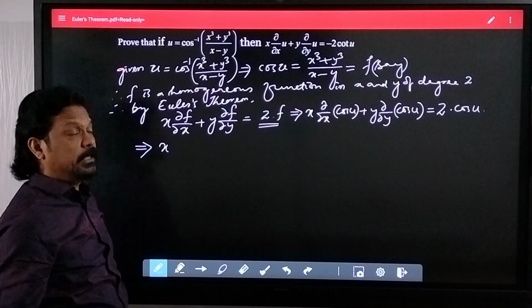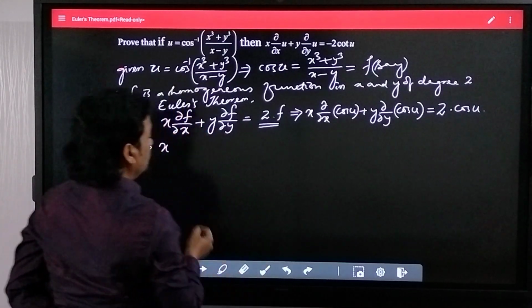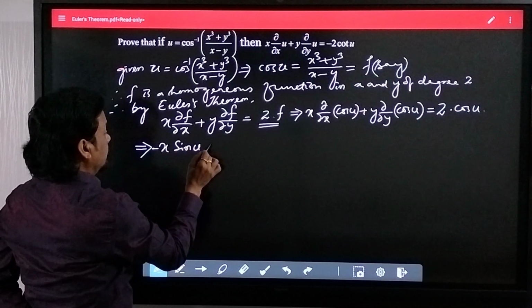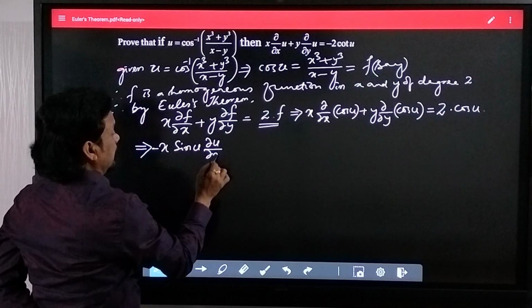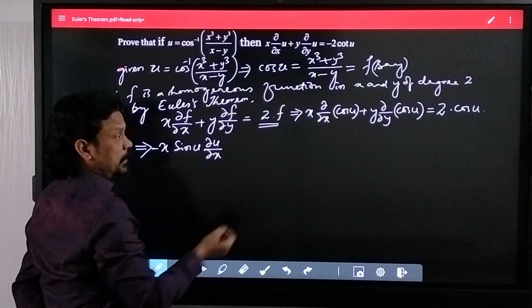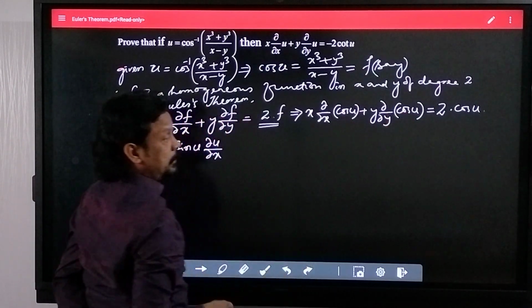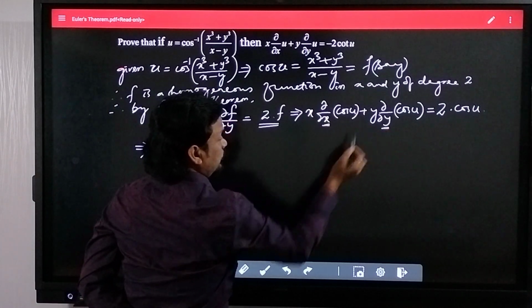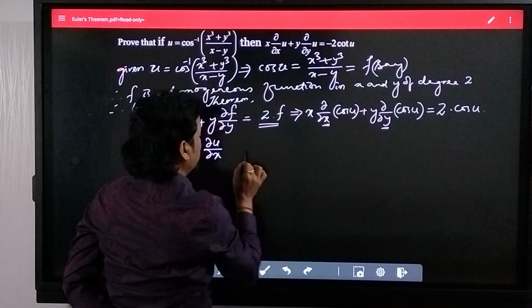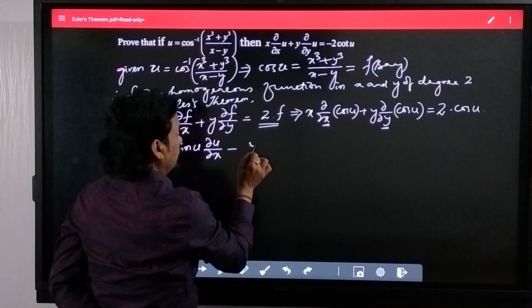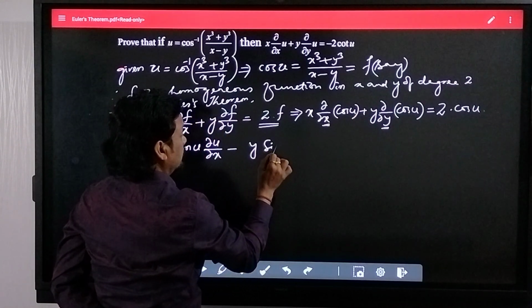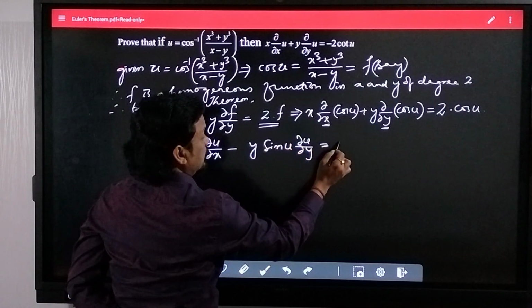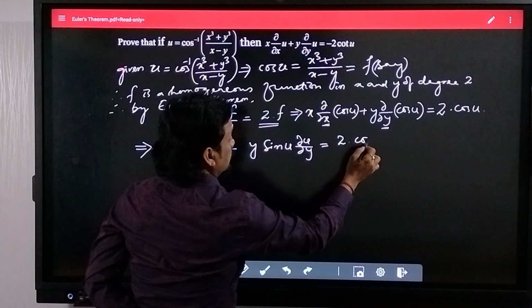Now see here, x into derivative of cos u. Your derivative of cos u is minus sin u into del u by del x. Again here, derivative of cos u is minus sin u into del u by del y. Here it is with respect to x, here it is with respect to y. So minus y into sin u into del u by del y is equal to 2 into cos u.